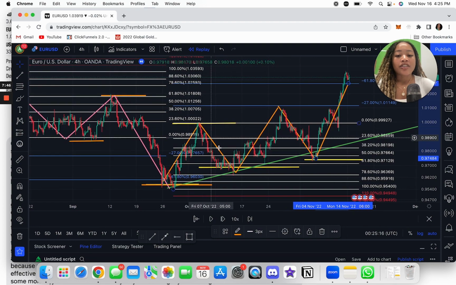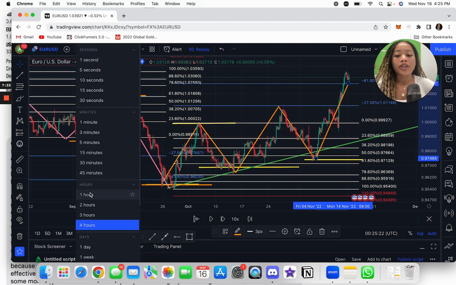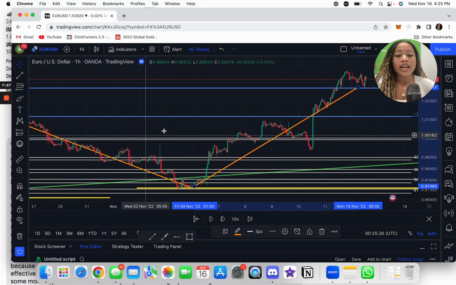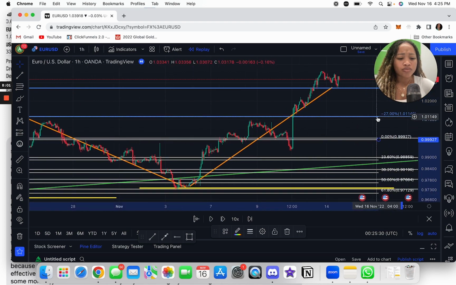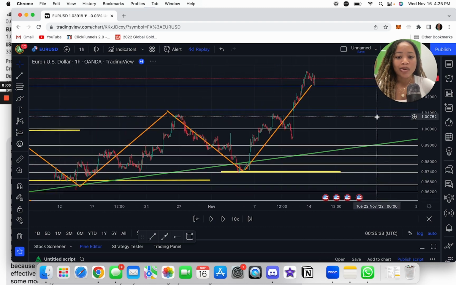So each line that I created, this is based off the 4 hour. Now I just said inside of the 4 hour, there's a 1 hour. So let's go on the 1 hour time frame. So now this is the leg of the 4 hour, right? Why do I have multiple dips? Let's get rid of that, so I won't confuse y'all.